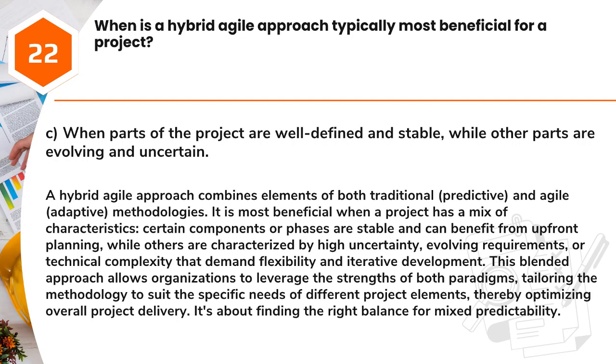Answer: C. When parts of the project are well-defined and stable, while other parts are evolving and uncertain. A hybrid Agile approach combines elements of both traditional, predictive, and Agile, adaptive, methodologies. It is most beneficial when a project has a mix of characteristics. Certain components or phases are stable and can benefit from upfront planning, while others are characterized by high uncertainty, evolving requirements, or technical complexity that demand flexibility and iterative development. This blended approach allows organizations to leverage the strengths of both paradigms, tailoring the methodology to suit the specific needs of different project elements, thereby optimizing overall project delivery. It's about finding the right balance for mixed predictability.